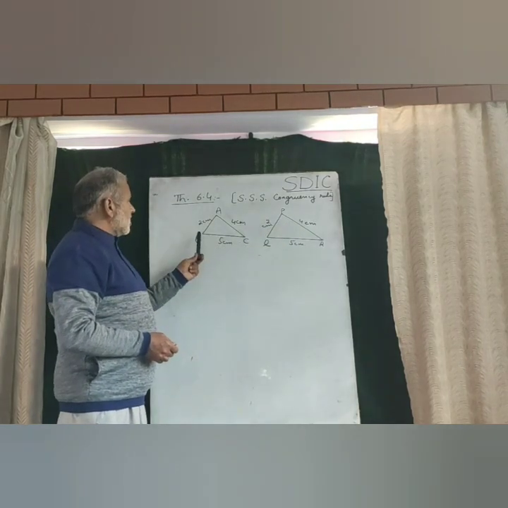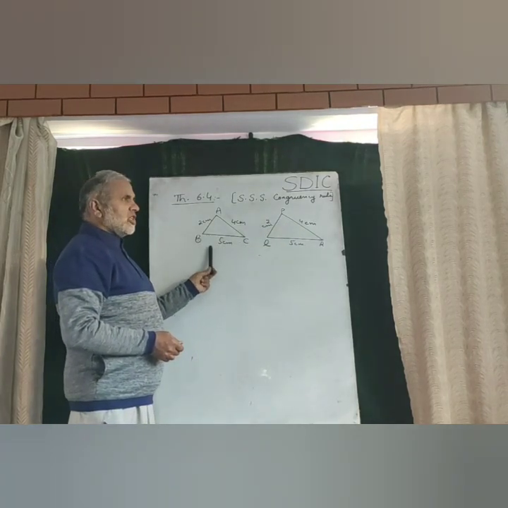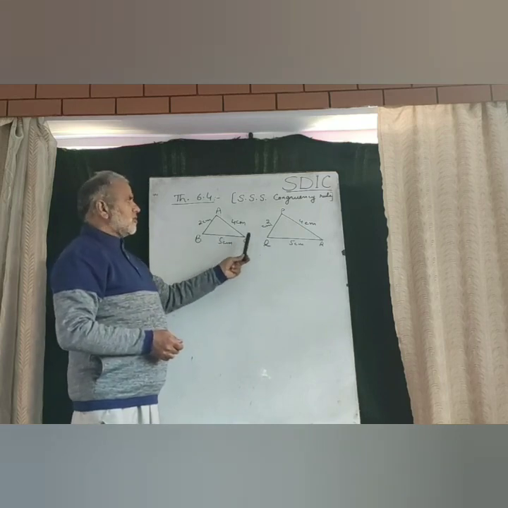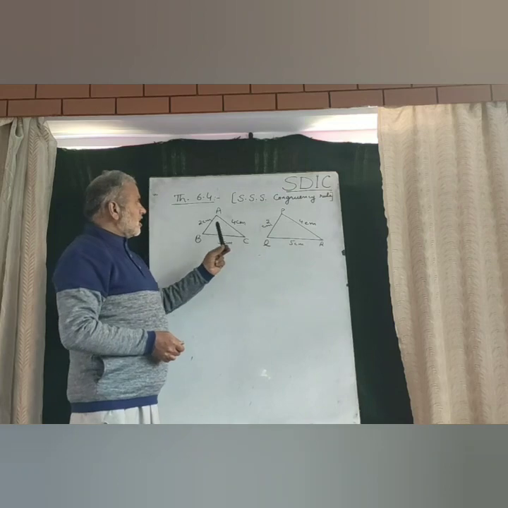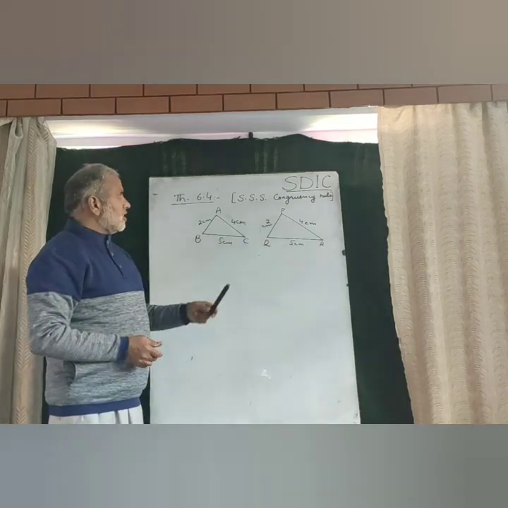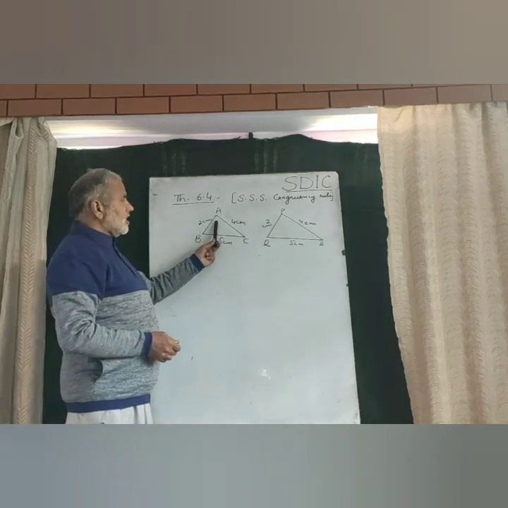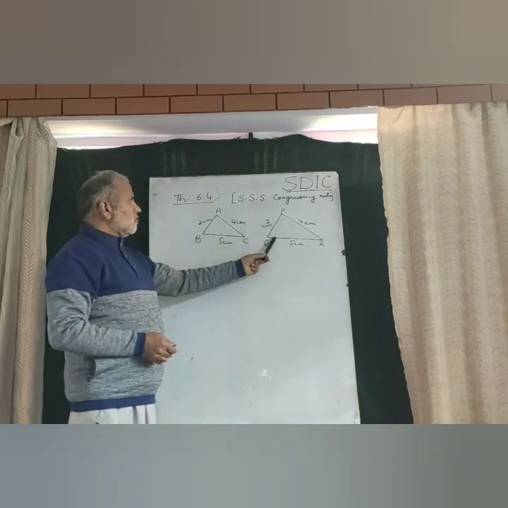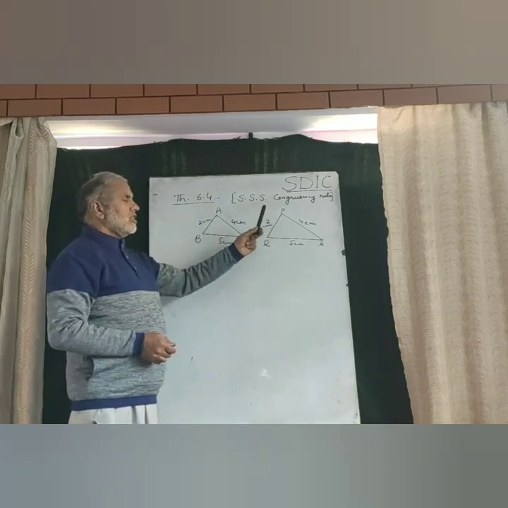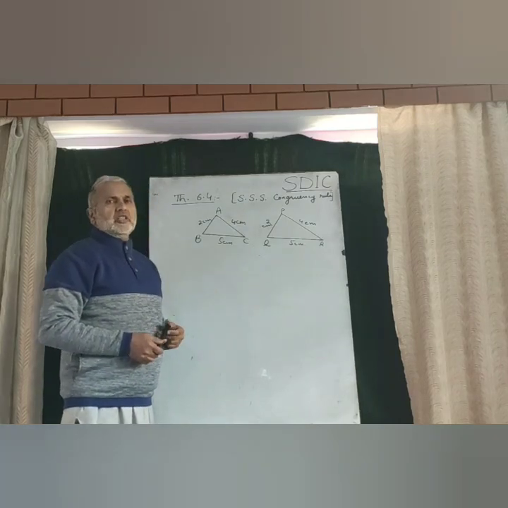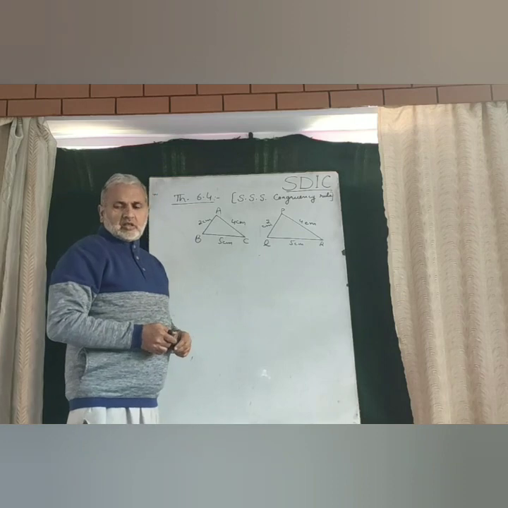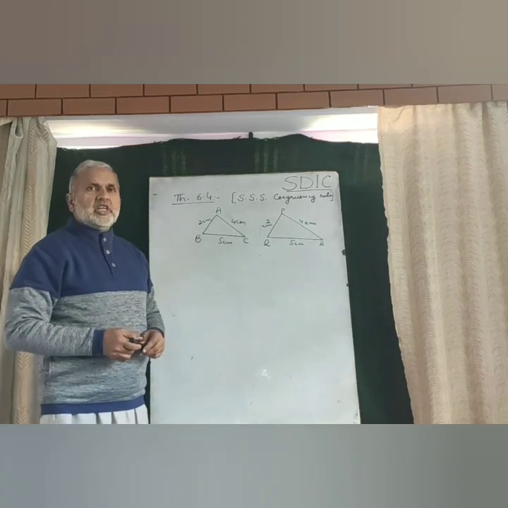And similarly, the corresponding angle of B is angle Q, and the corresponding angle of C is angle R. Therefore, according to CPCT, we'll have angle A equal to angle P, angle B equal to angle Q, angle C equal to angle R. The result we will prove tomorrow. With that, we'll conclude today.